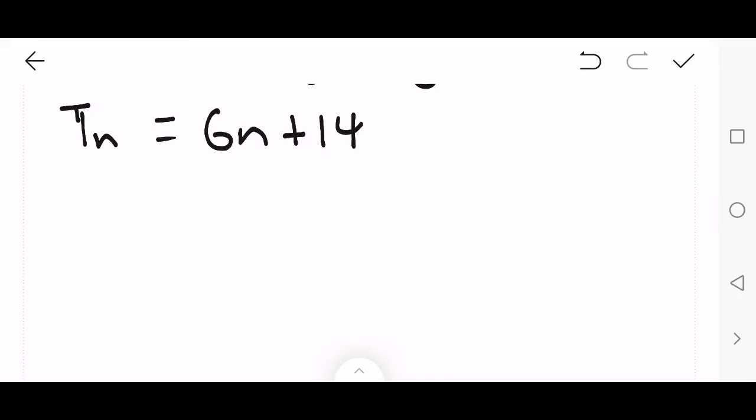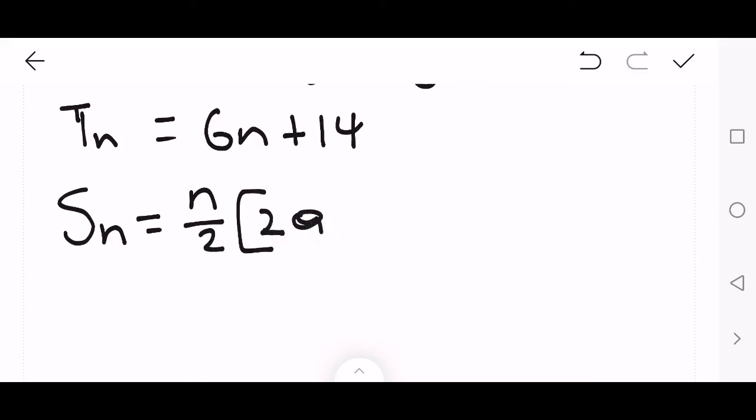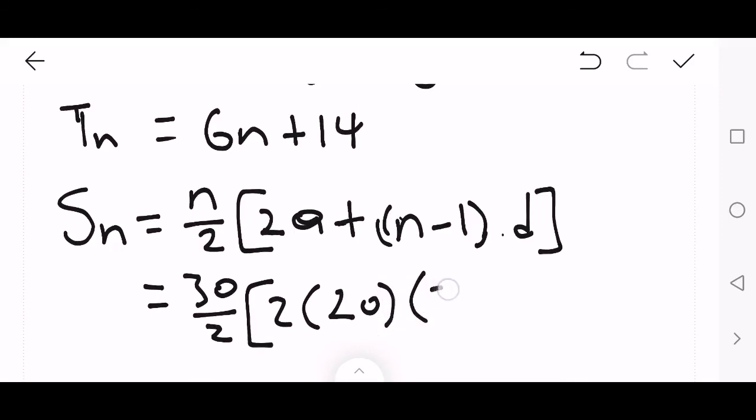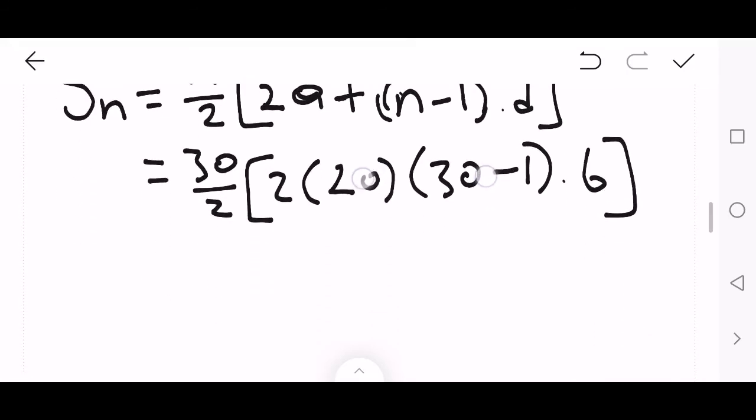So now the sum of the first 30 terms will be given by Sn equals n over 2 into 2a plus n minus 1 times D. So that is 30 over 2 into 2 into our first term, 20, plus the 30th term minus 1 times 6, which is D. So entering this into a calculator will give you 3210, and that would be your solution.